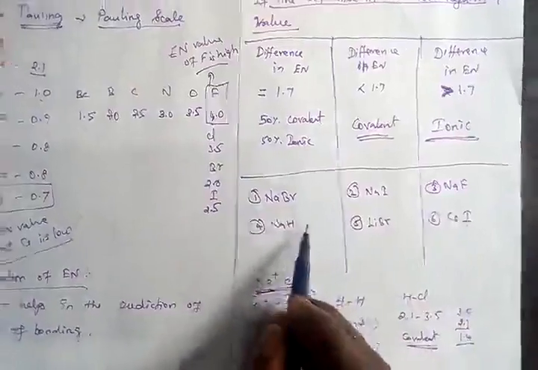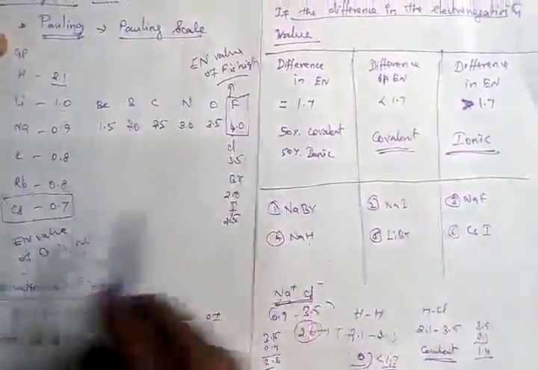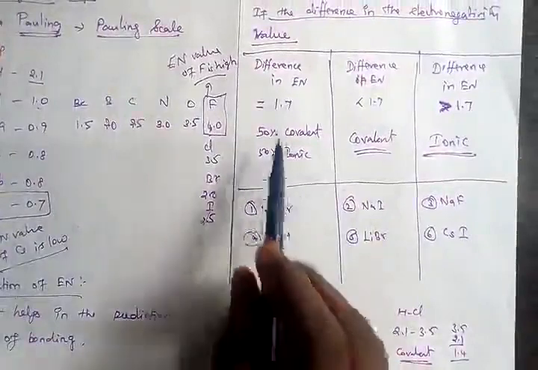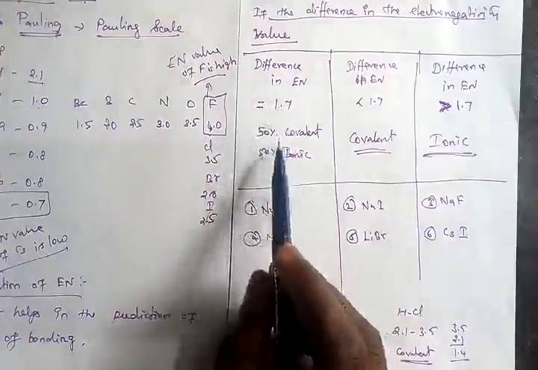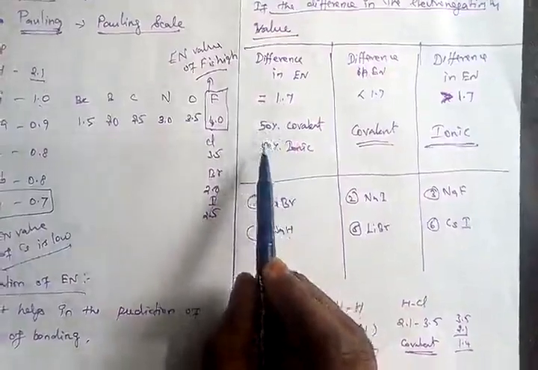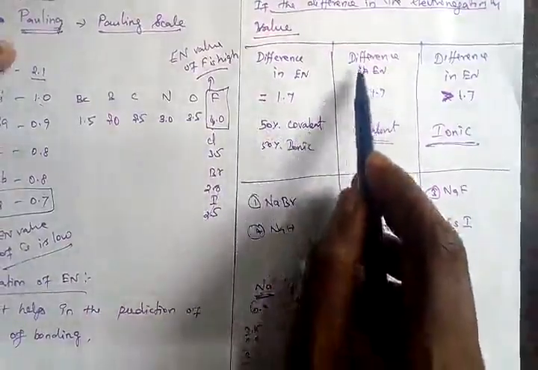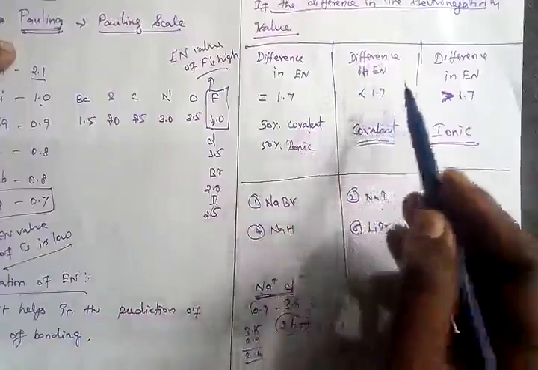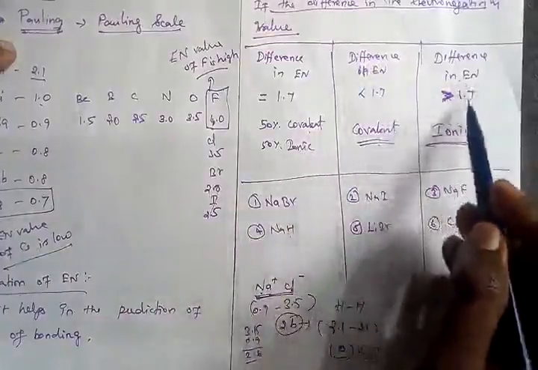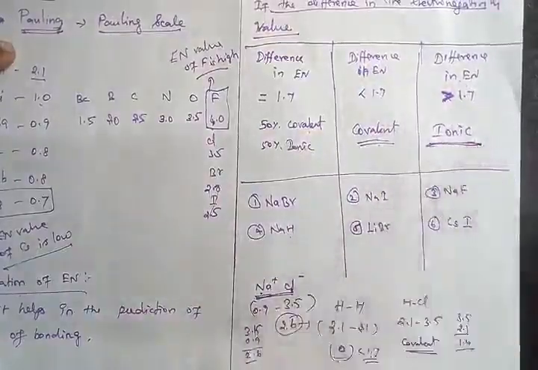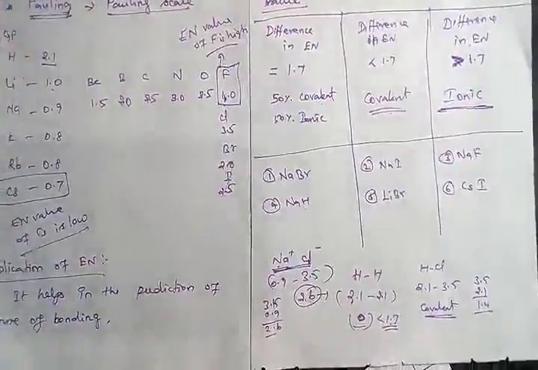You just take the value from this table, and then find the difference between the electronegativity values of these two. If it is equal to 1.7, I can predict the bonding nature is 50% covalent, 50% ionic. If the difference is less than 1.7, it is covalent. If it is more than 1.7, the bond is said to be ionic. This is the understanding, my dear children.